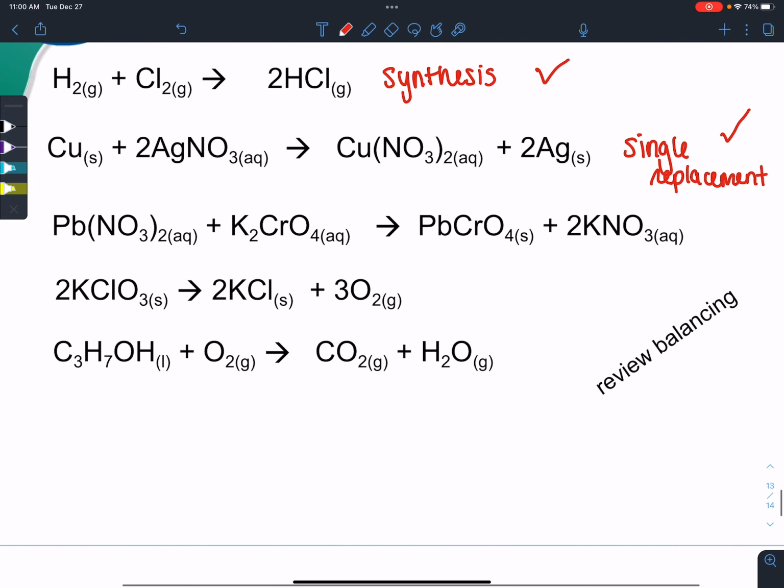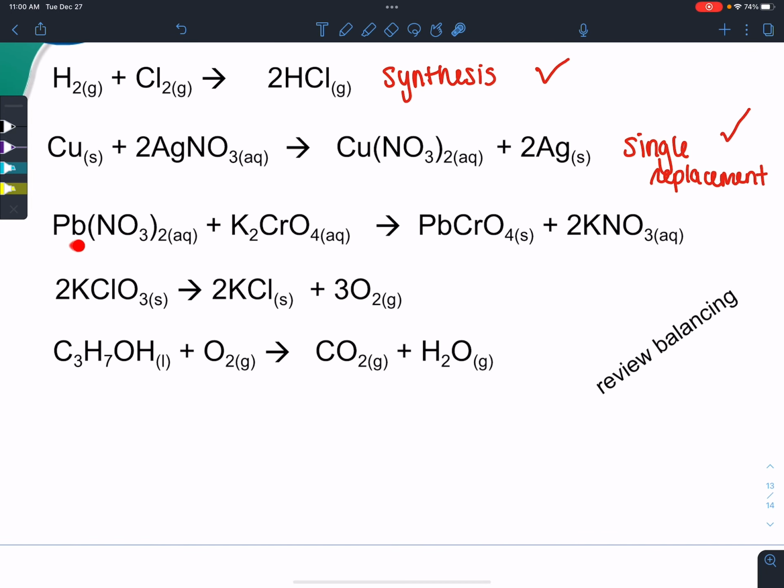The third one, we've got a compound. We've got lead 2 nitrate here. Then we've got potassium chromate. And on the other side, we have 2 other compounds, lead 2 chromate, and potassium nitrate. So this is 2 compounds forming 2 new compounds. This is double replacement. And remember, you can also call this double displacement.